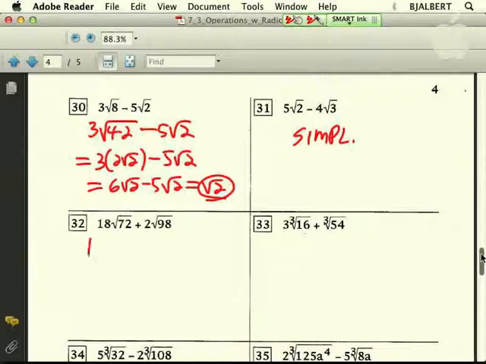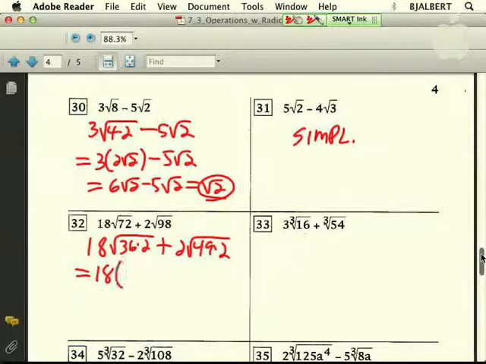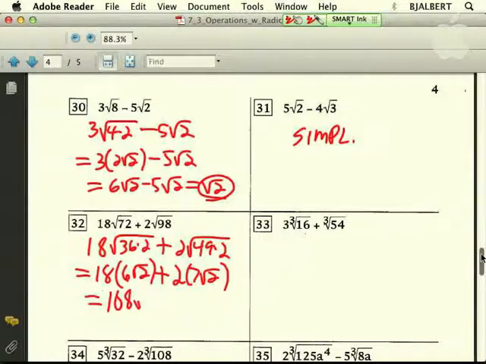32, we're going to have 18 times the square root of 36 times 2 plus 2 times the square root of 49 times 2, which would be 18 times 6 square roots of 2 plus 2 times 7 square roots of 2, which is 108 square roots of 2 plus 14 square roots of 2, which is 122 square roots of 2.